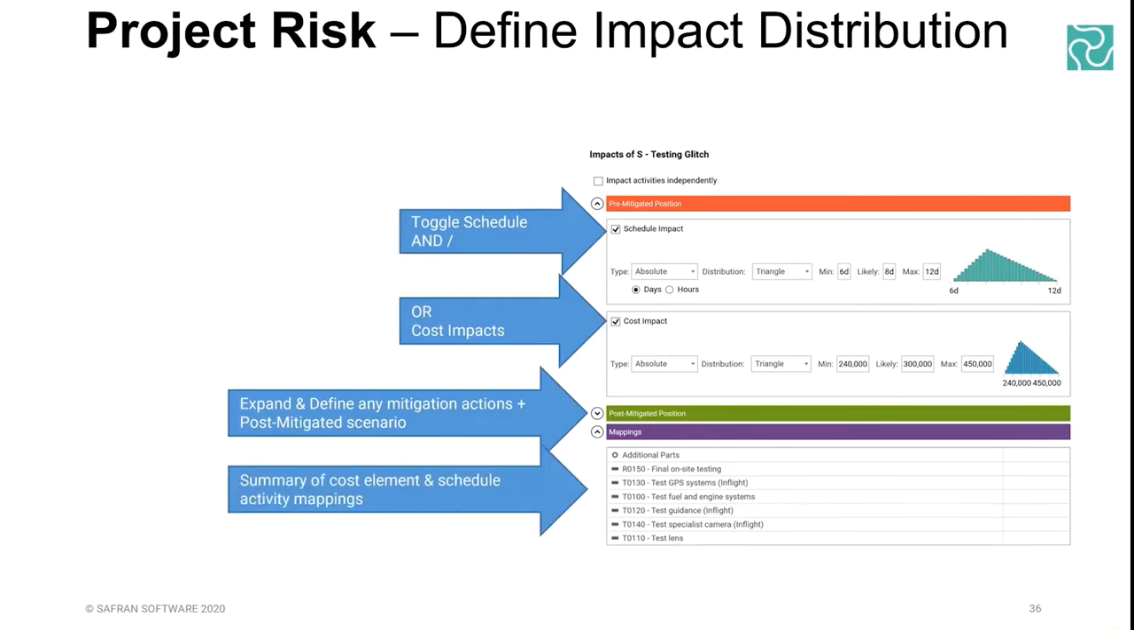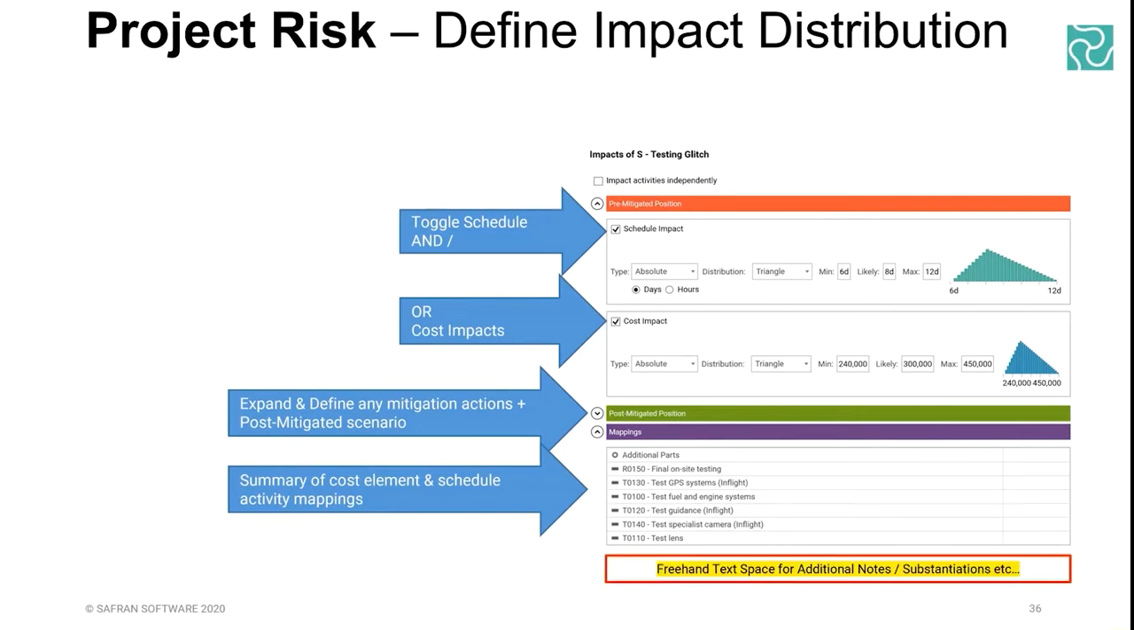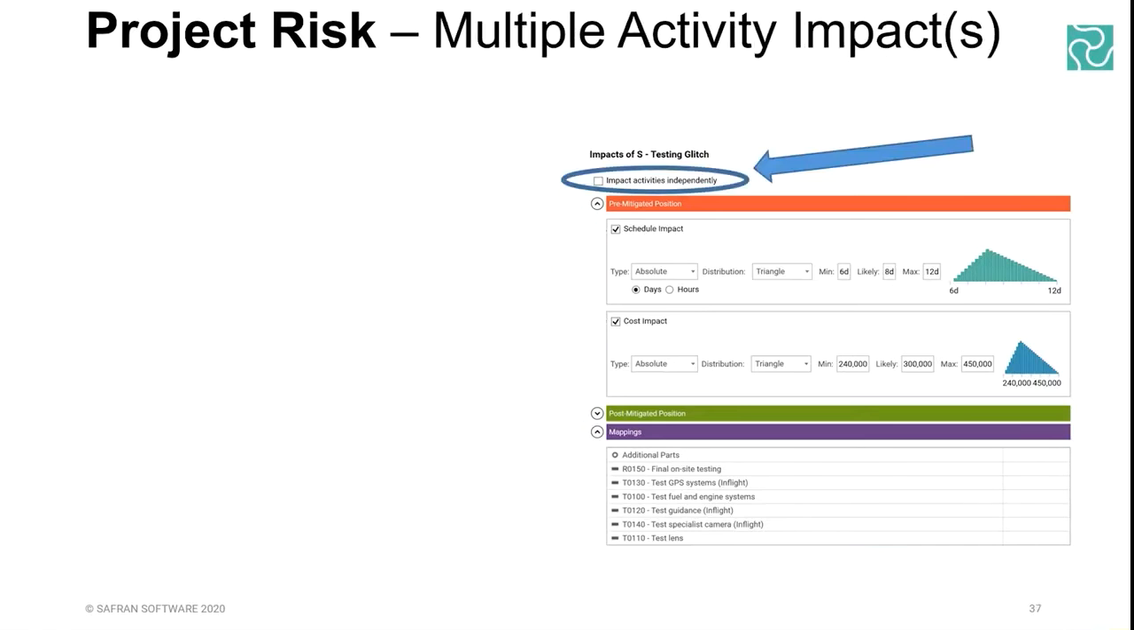But you've also got, under this purple section, the mappings. So there's a little summary that this risk is mapped to different parts of the cost model or different parts of the activity schedule. The cost model being that first one that says additional parts, and you see there's a little circular symbol like a coin. That's the cost model, and all of those other ones are activities. They're Gantt chart bars, as indicated by the little rectangle. There's also a little space at the bottom for freehand text notes if you need to substantiate why you picked a certain probability or certain range or shape, etc.